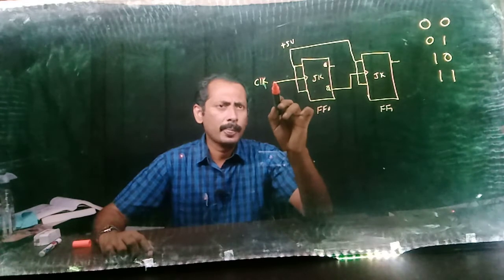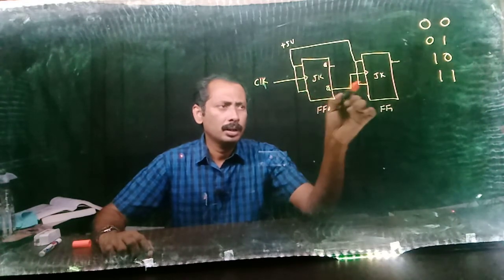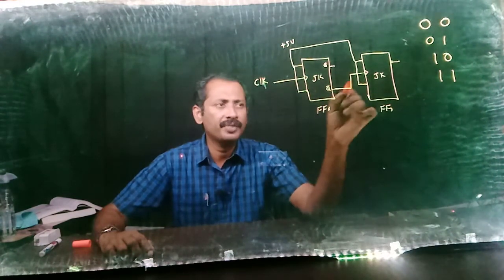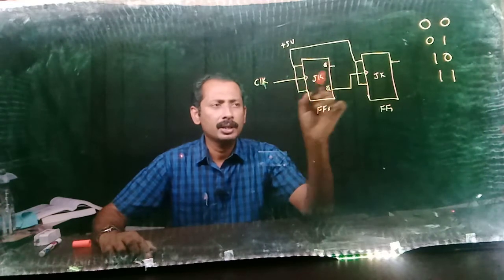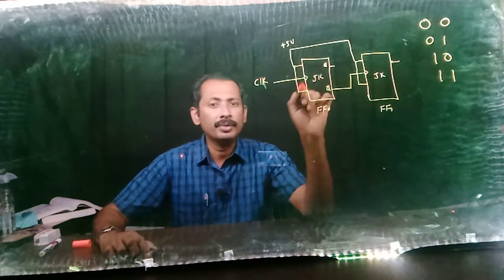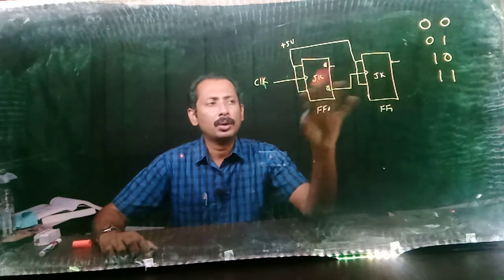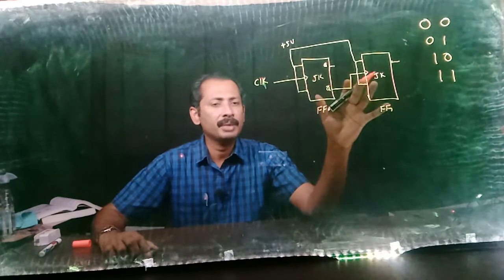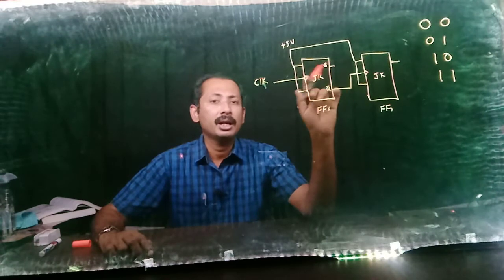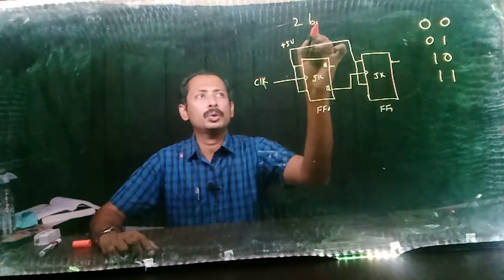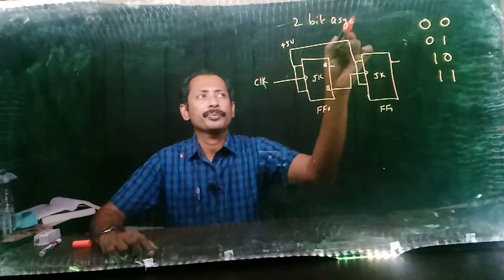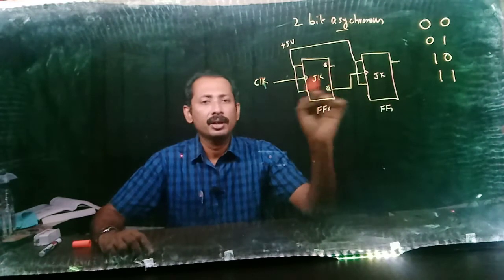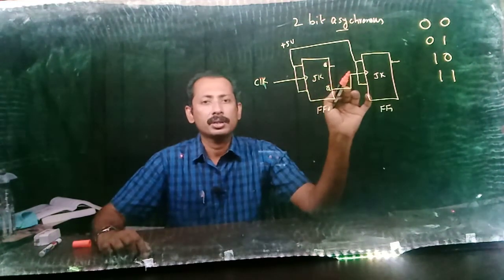And we can see that this is the first clock and this is the second clock. The first clock and the second clock are different. The first clock is applied directly, the second clock is from the output of the first flip-flop, and so both flip-flops trigger at different times. So we call this an asynchronous counter. This is a 2-bit asynchronous counter. Since the clock is different, we call it an asynchronous counter.